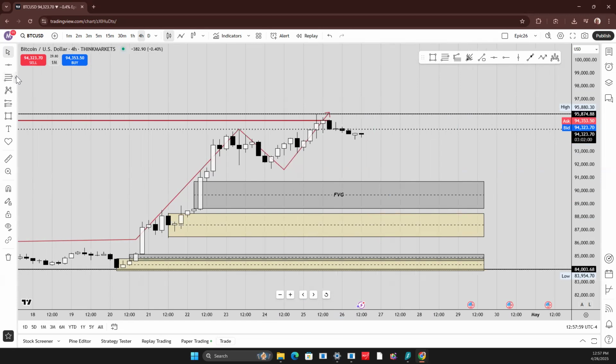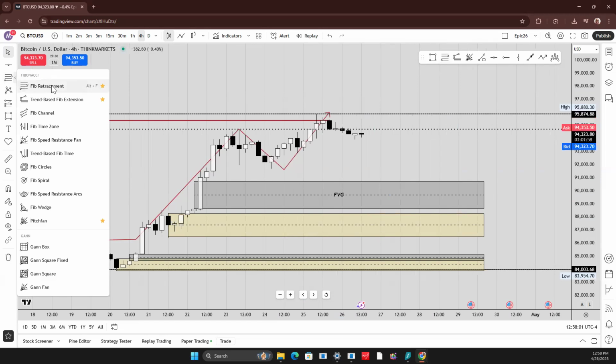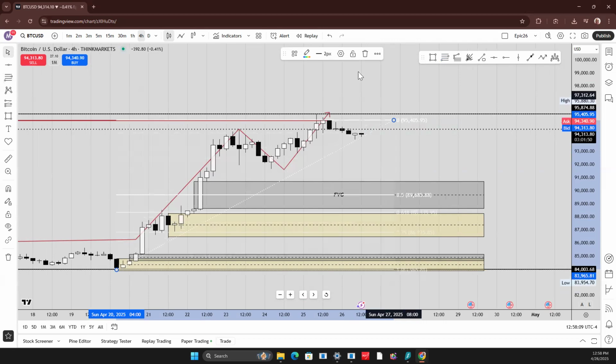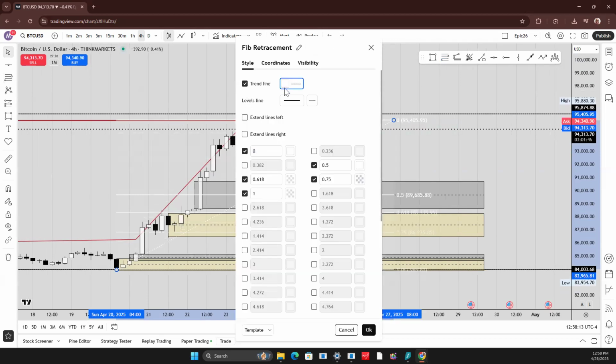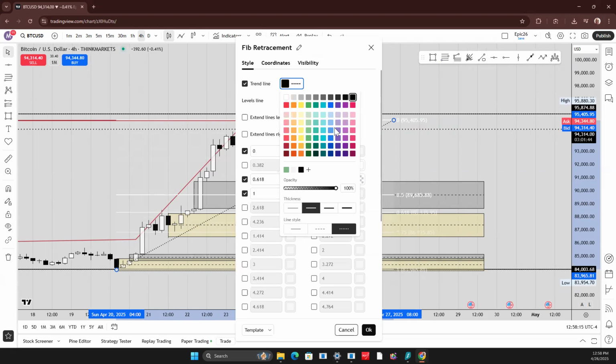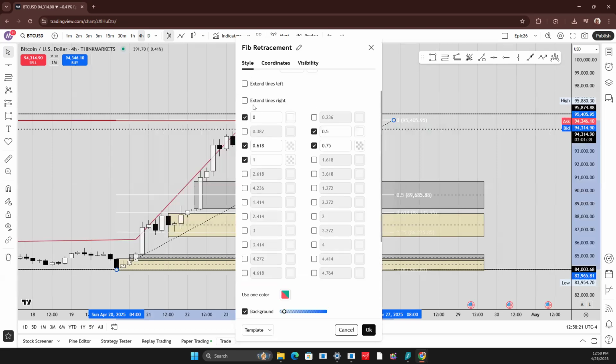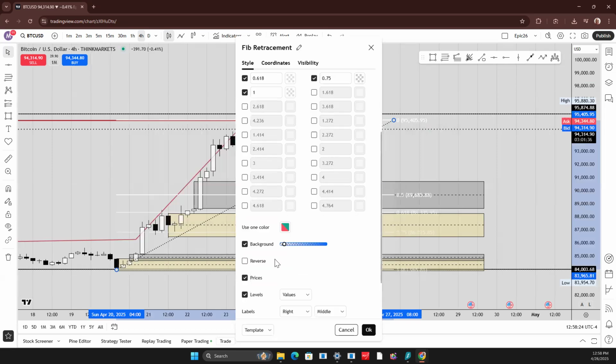which you can find on the left panel. Fibonacci retracement, you click on that. You go to the low and stretch it all the way out to the high. And you pay attention to a couple levels. And you can copy my settings if you want. Okay, these are the settings.